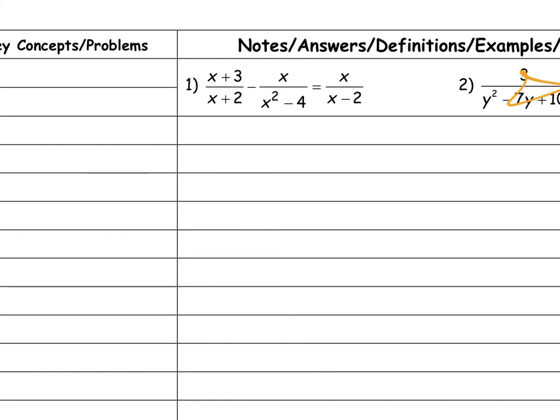So this factors to (x minus 2) times (x plus 2). And basically these last ones are just exactly the same as what we've been doing. So my common denominator is (x minus 2) times (x plus 2). If the x plus 2's cancel out, I get left with (x plus 3) times (x minus 2).